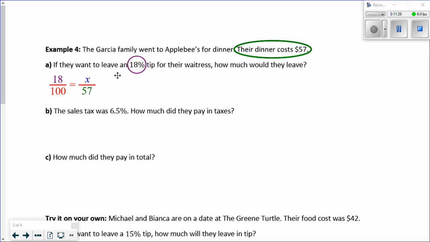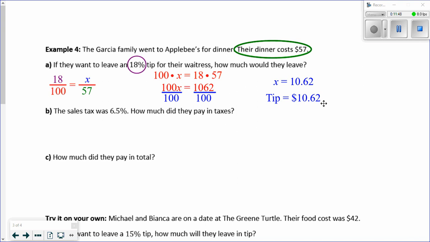So I go ahead and cross multiply. So I have 100 times x equals 18 times 57. Multiply that out. You get 100x equals 1026. Divide everything by 100. And you get 10.26. So the tip was $10.26. Okay?